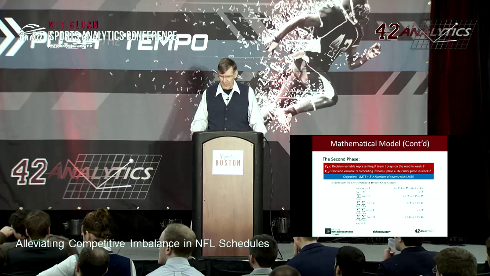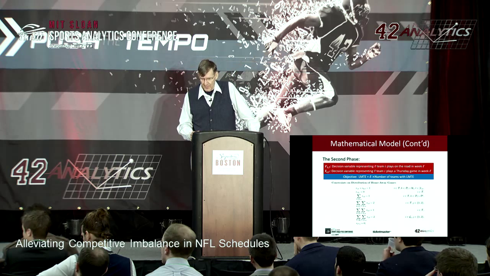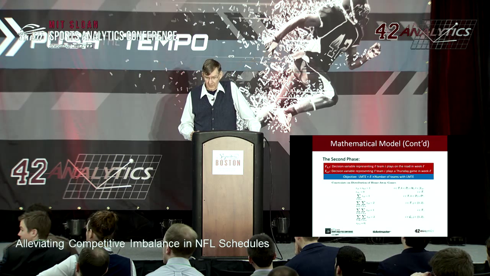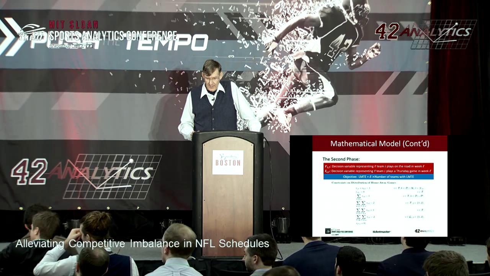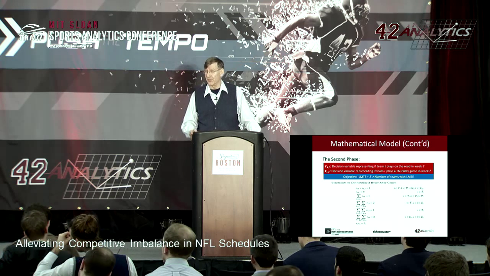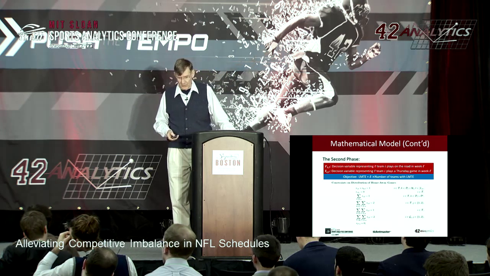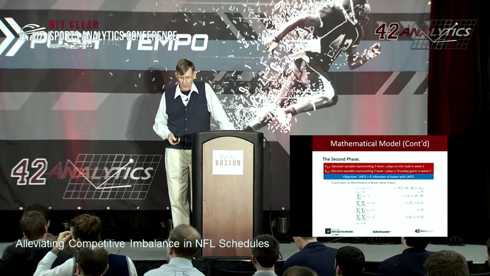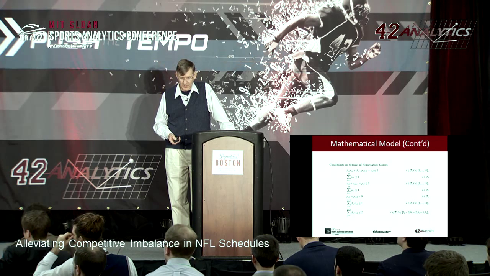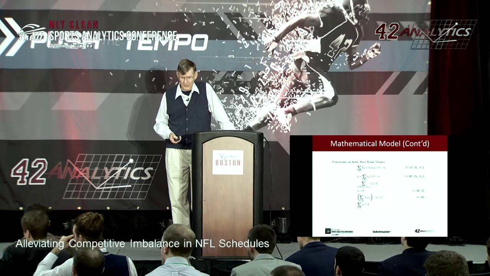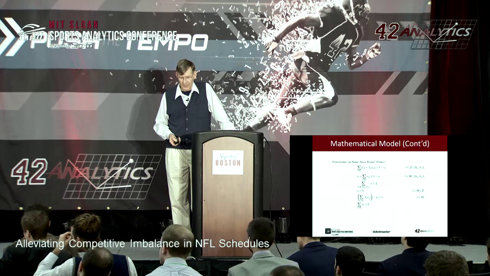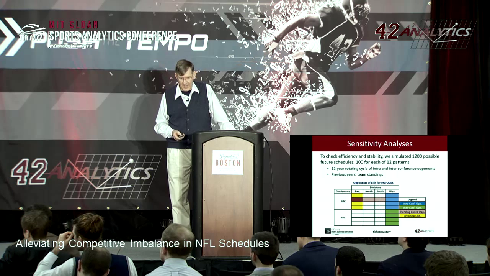In the second phase, the major variables are the decision representing if Team I plays on the road in a given week, week L, and if a team plays on a Thursday in a given week. So we have constraints on the distribution of the home and away games, the streaks of home games, constraints on the Thursday short weeks, and constraints on the same area teams. So you can see there's a lot of math involved.